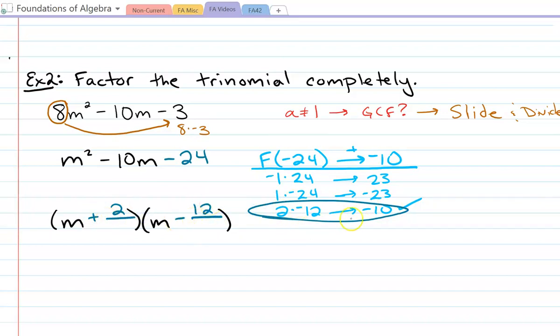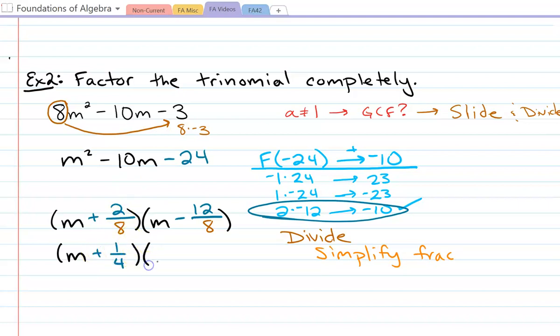And now that we found the factor pair we need, we are going to divide by the number that we multiplied by before. So we're dividing by that 8. Now we simplify the fractions. So 2/8, that would become 1/4. And 12 over 8, that would be negative 3/2.